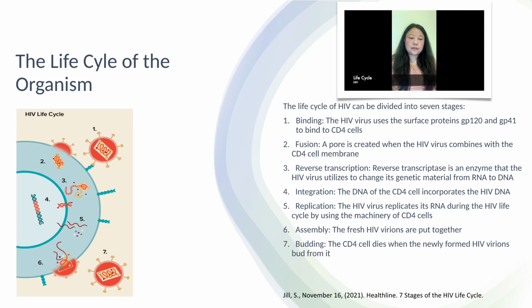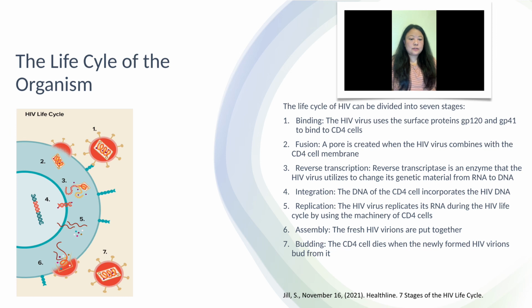The life cycle of HIV can be divided into 7 stages: binding, fusion, reverse transcription, integration, replication, assembly, and budding. In binding, the HIV virus uses the surface proteins GP120 and GP41 to bind to CD4 cells. In fusion, a pore is created when the HIV virus combines with the CD4 cell membrane. Reverse transcriptase is an enzyme that the HIV virus utilizes to change its genetic material from RNA to DNA.